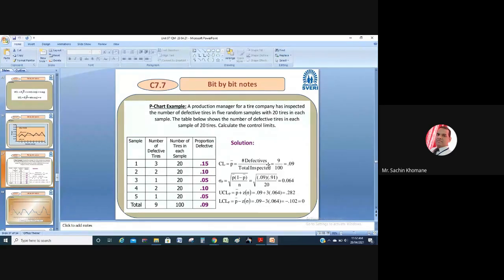Okay, so this example you are seeing on screen. I think it will take 20 minutes to explain and draw. So we'll see in the next lecture.